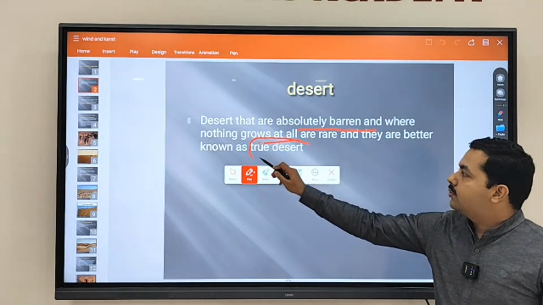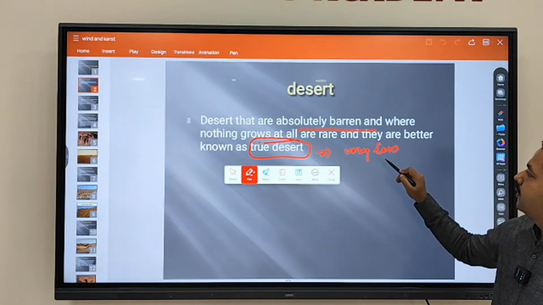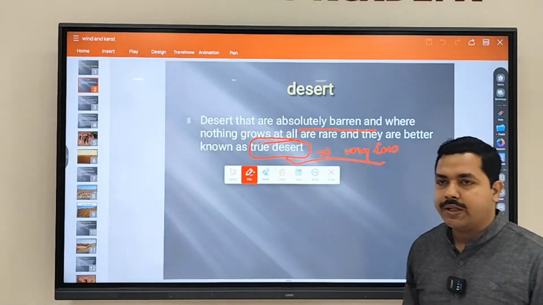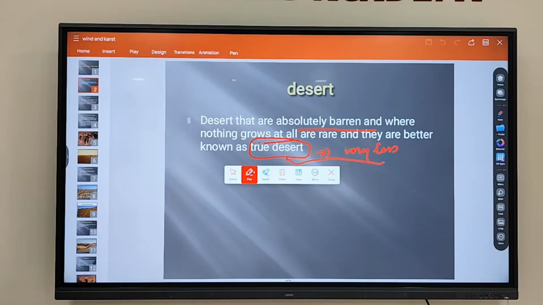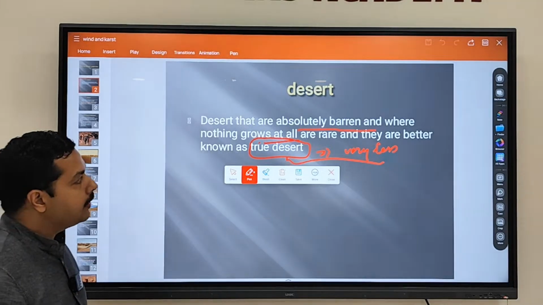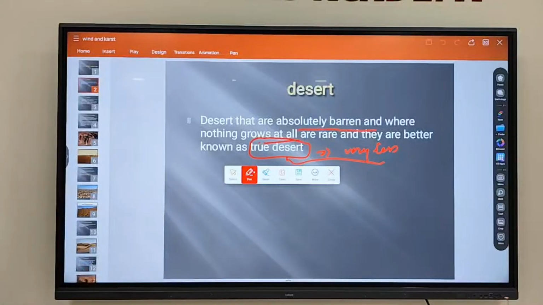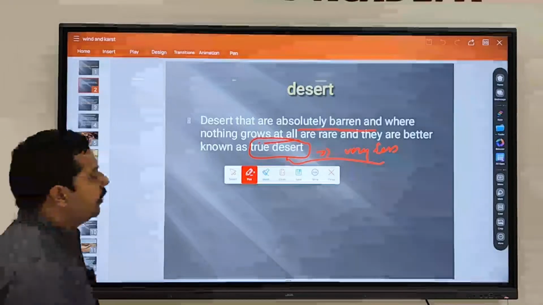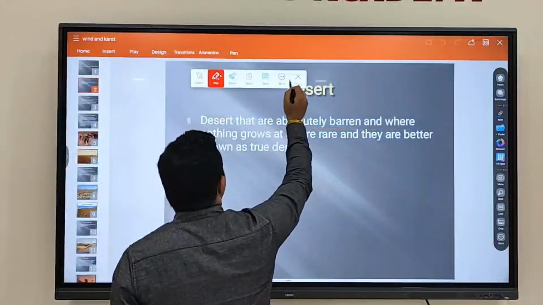However, there are very few true deserts, because something grows even in deserts. In simple terms, a desert is an absolutely barren region where nothing grows. True deserts are very rare. Why are they rare? Because even in deserts something grows. I'll give you homework to find out why most of the deserts are in this location.